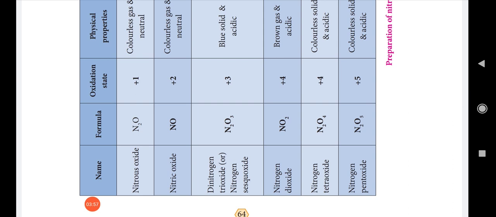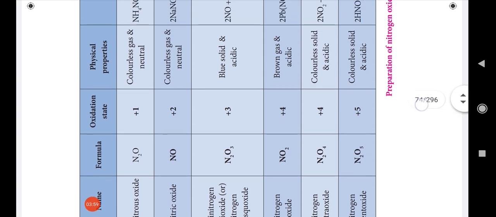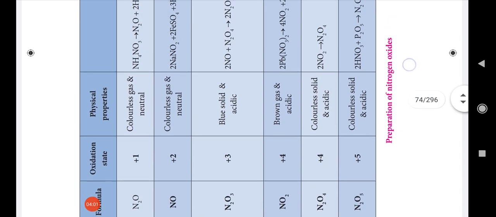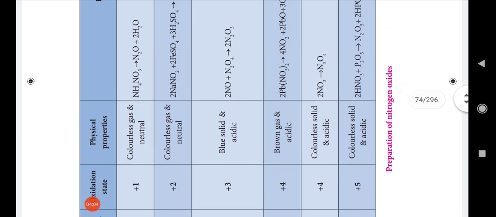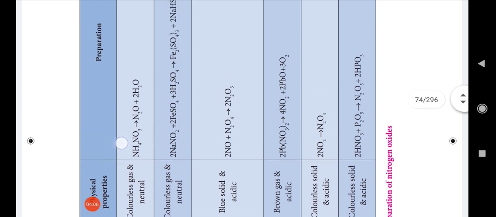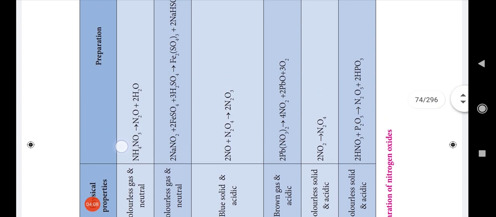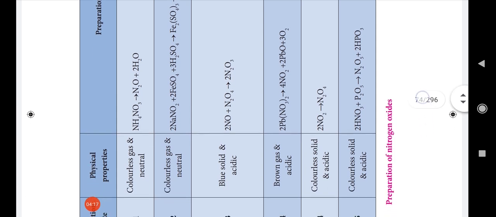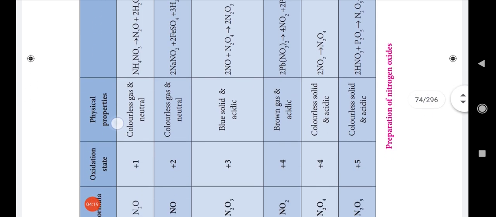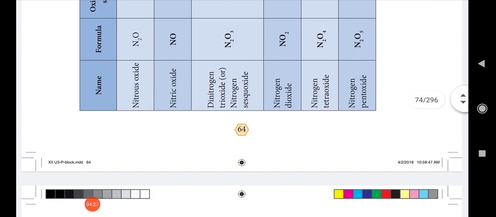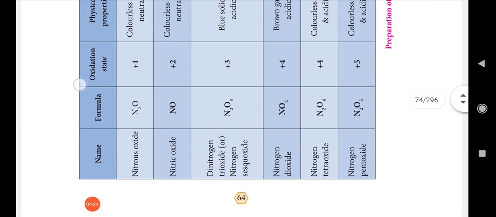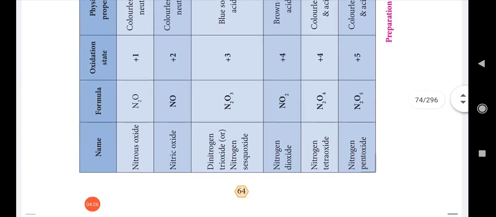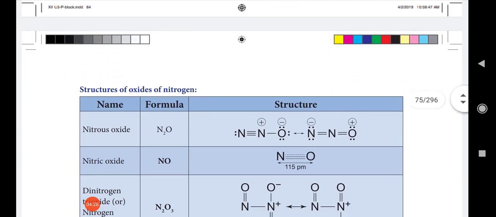Next, nitrogen pentoxide. Its molecular formula is N2O5. Its oxidation state is +5. It is also a colorless solid and acidic in nature. It is prepared from nitric acid. When nitric acid is treated with phosphorus pentoxide, it will form nitrogen pentoxide and metaphosphoric acid, HPO3. Okay, that's all about oxides of nitrogen.